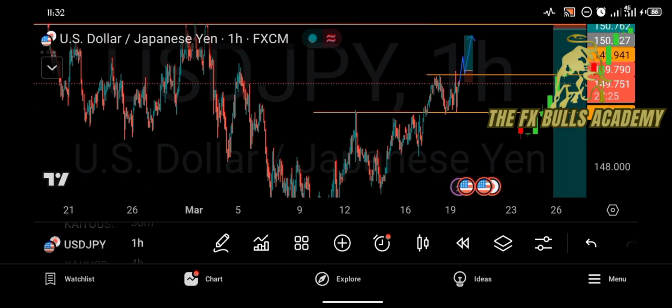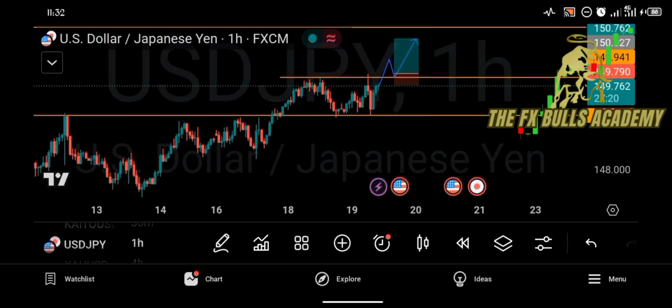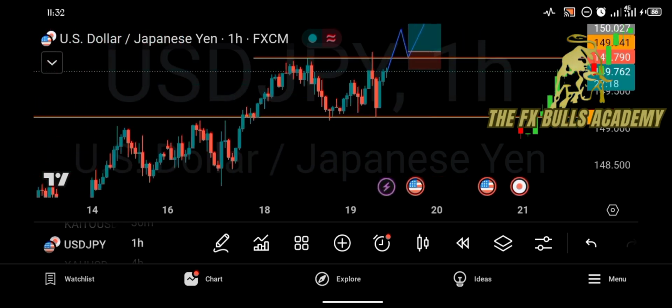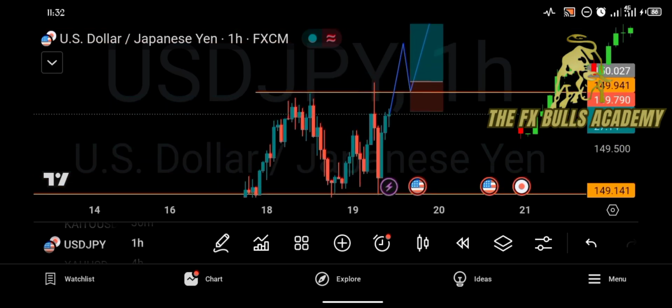On the lower time frame, I'm seeing we're in an uptrend. So let's just see. I'll be looking to buy this trade if I see the breakout.